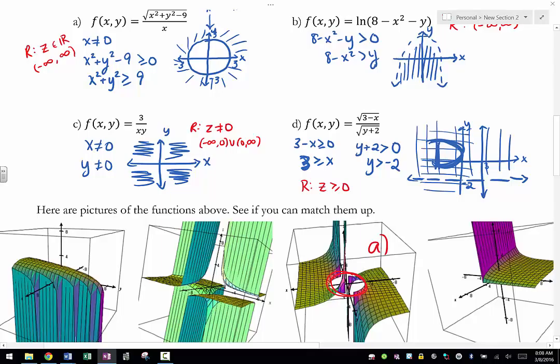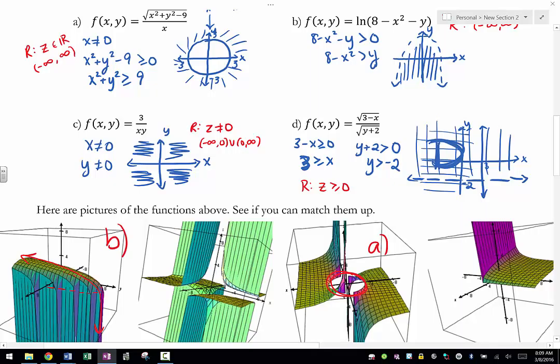ln. Now, an ln function goes from negative infinity up to positive infinity. And let's see, it's in a parabolic shape when I look at the xy-axis. If I look at this guy, it looks like there's a parabola going this way, and the z's go from very low up to slowly increasing. This is going to be b.